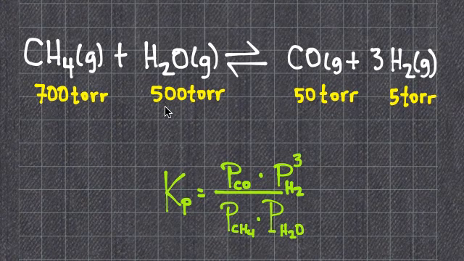Here I have some methane and water vapor in equilibrium with carbon monoxide and 3 H2 molecules. It looks like I have 700 torr over here, 500 torr over here, 50 torr here, and 5 torr here. There's no way that needs to be at an equilibrium, but I would rather be told that fact in the question. So in an equilibrium mixture of these 4 gases, I have this and this and this and this.